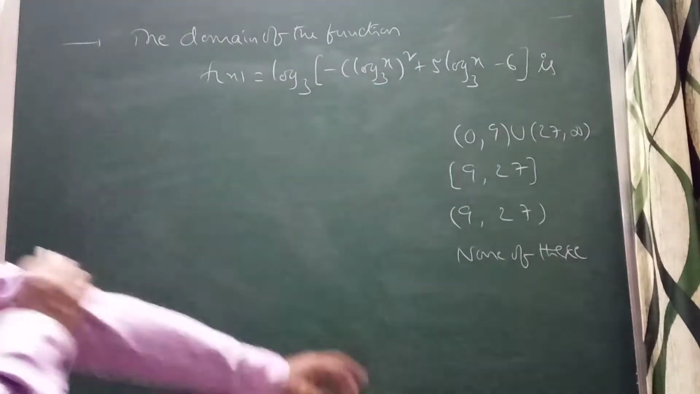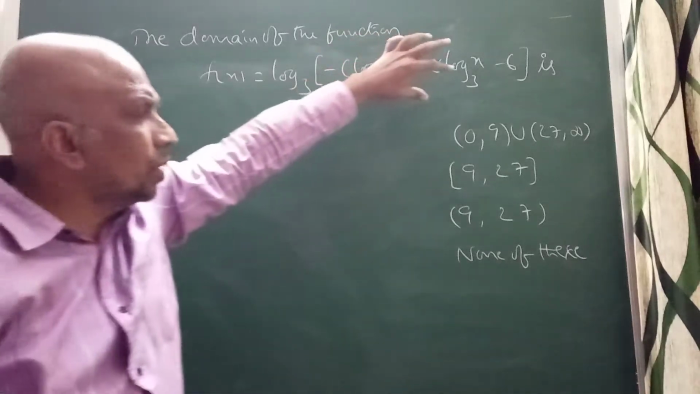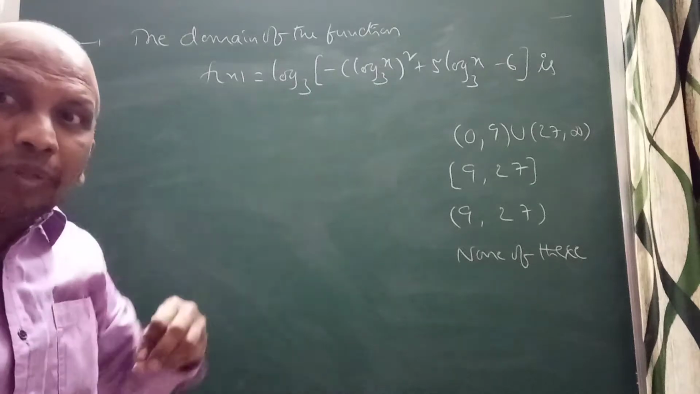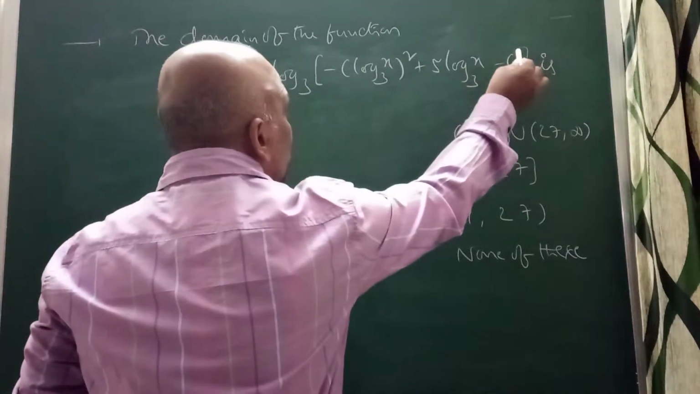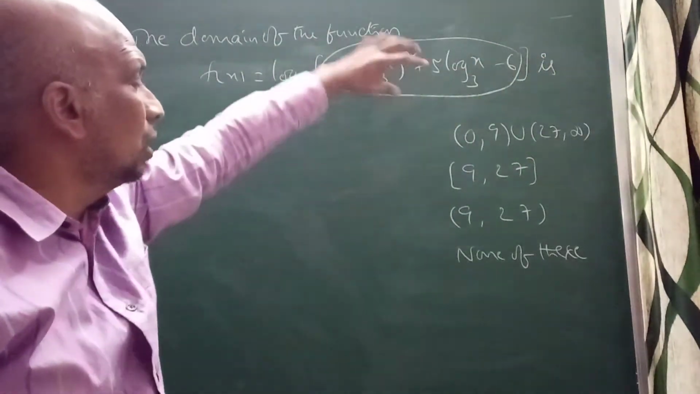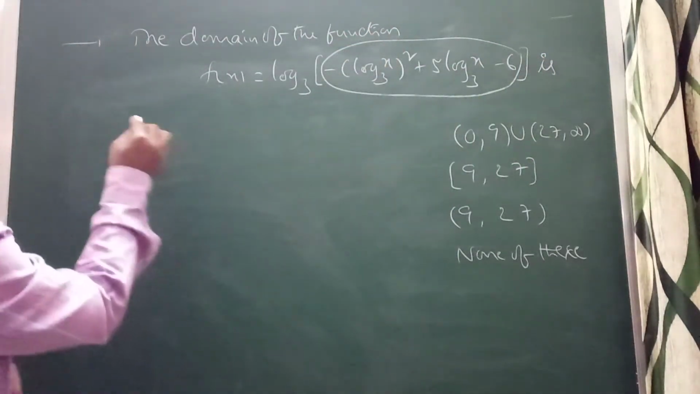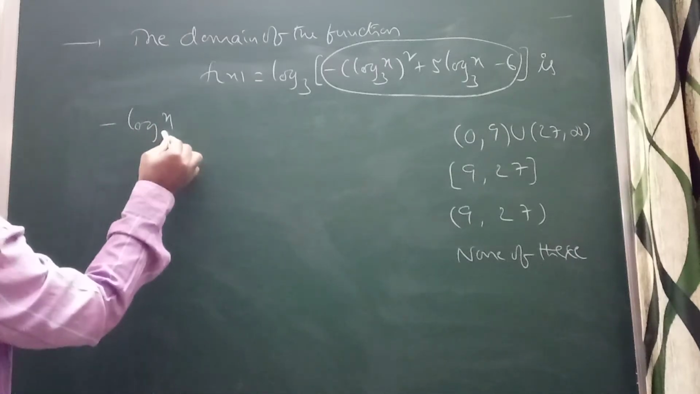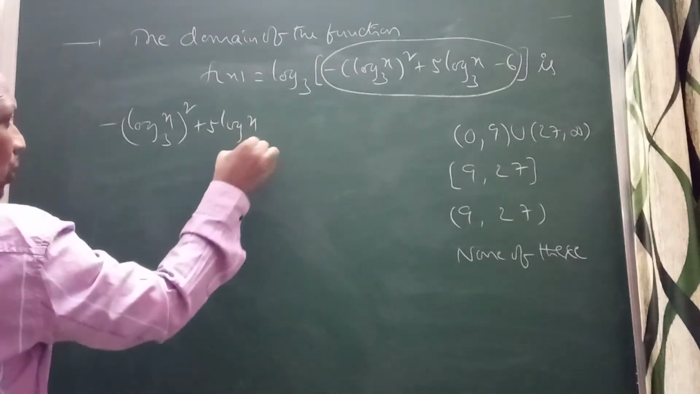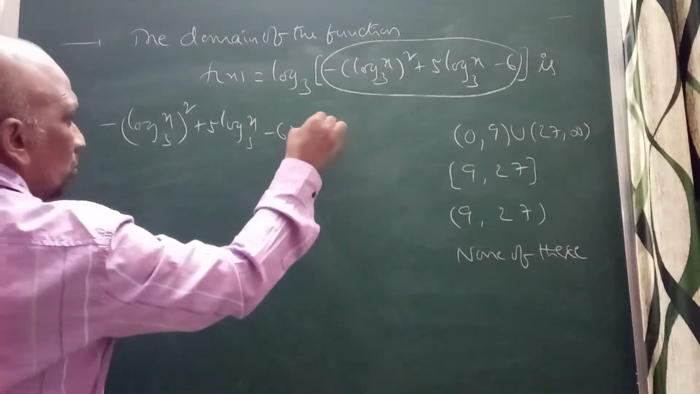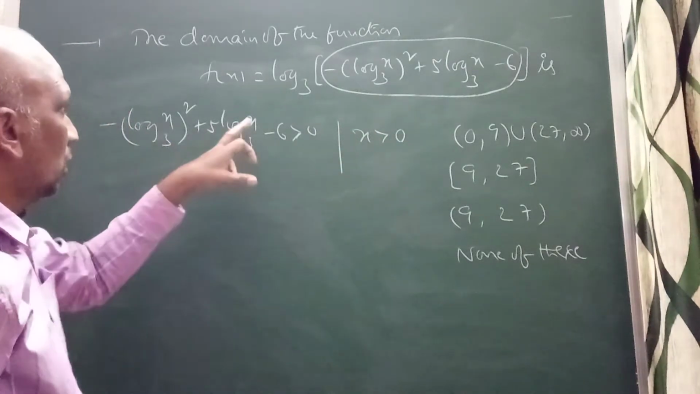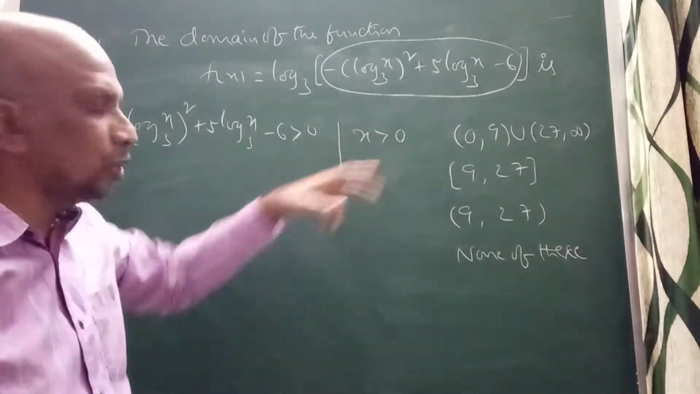See, in this problem, the log of this quadratic expression, base 3, is given. What can you think? This should be positive, right? This is not a sub function, they are just given like this. So I can write minus log x base 3 whole square plus 5 log x base 3 minus 6 positive, correct? And also x should be positive, right? Because log x base 3 is defined only when x is positive, correct?